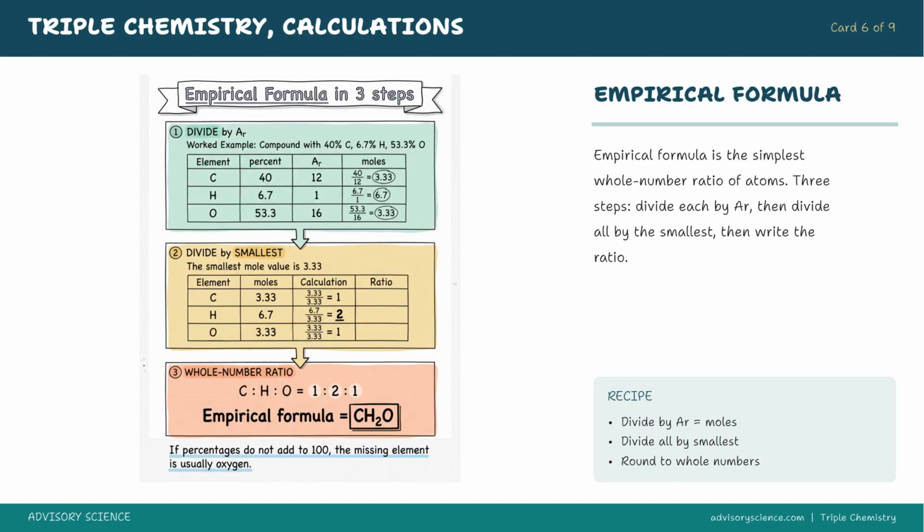For empirical formula, start with mass or percentage of each element. Divide each by its atomic mass to get moles. Divide all moles by the smallest. Round to whole numbers, and that gives the ratio. In the exam, if percentages add up to less than 100, the missing element is usually oxygen. Add the difference and then proceed. So mass, atomic mass, smallest, ratio.